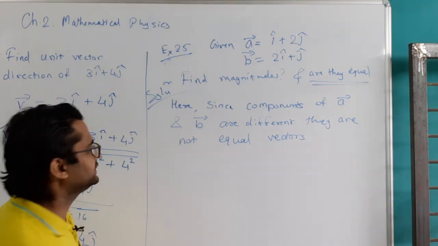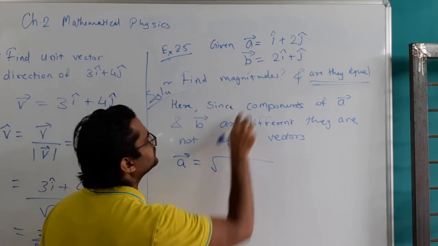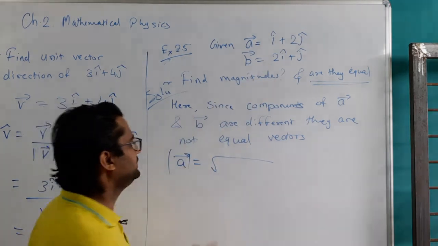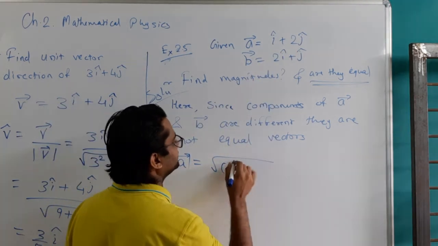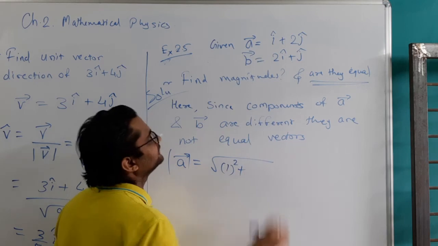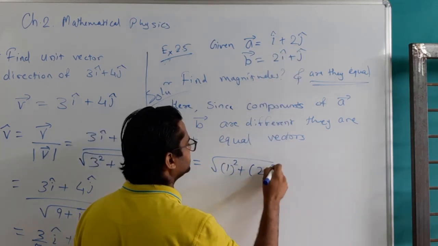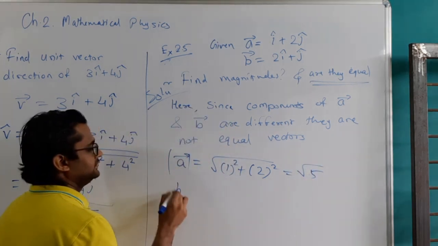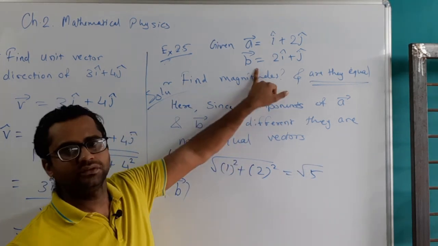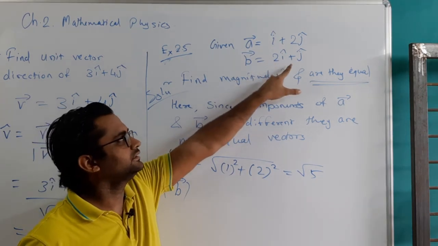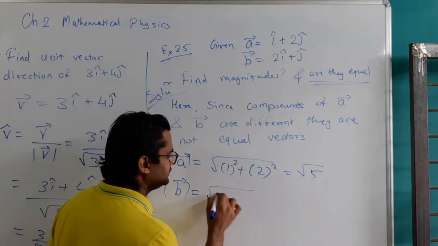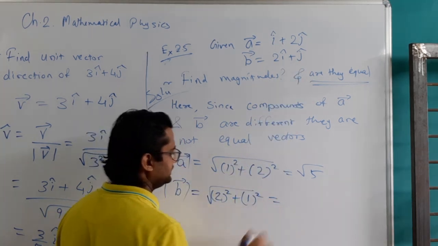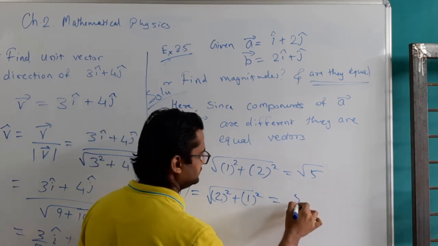Let us find their magnitudes. The magnitude of vector a is under root of its components squared. This component is 1, so 1 square, and 2j cap, so 2 square. This comes out to be 1 plus 4, 5, root 5. Again, the magnitude of vector b: 2i, so the square root of 2 square plus the component of j is 1, so 1 square. This comes out to be again root 5.